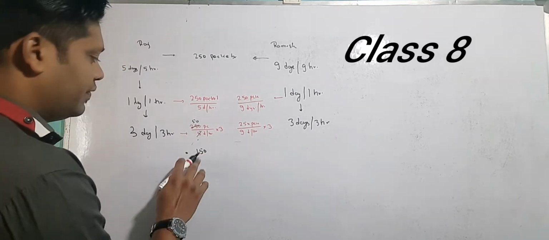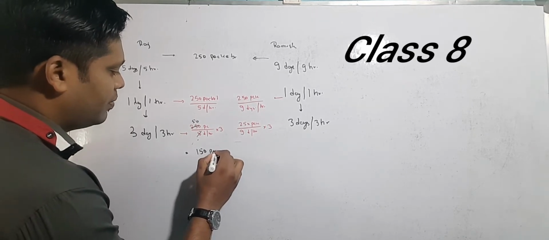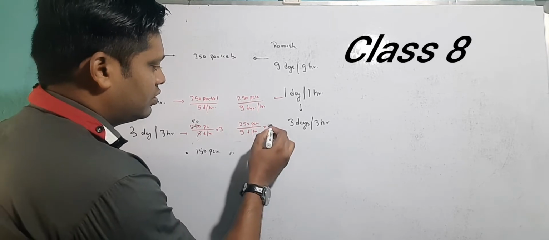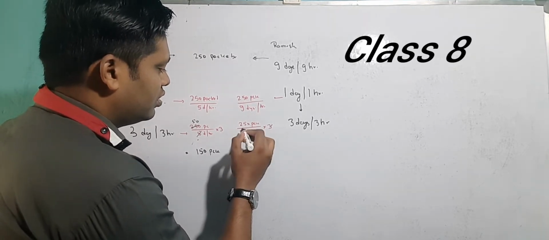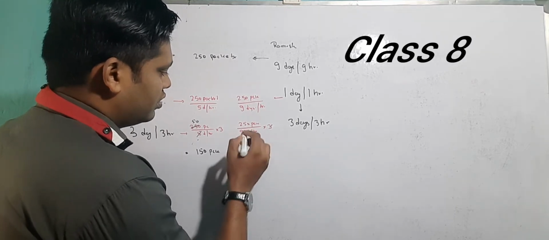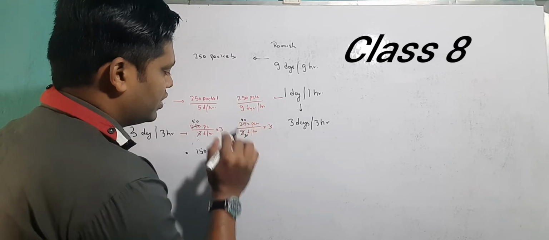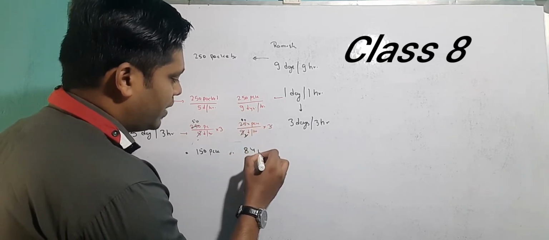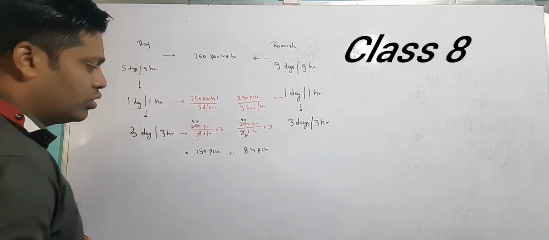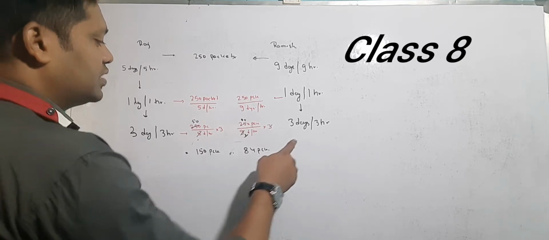Okay, 150 days, 150 packets. And this one: 3 by 9, 3 by 8, so it's like 84 packets. You take it as a fraction, you take 84 packets. So in total, this person can do it in 150 packets, whereas this person can do it in 84.